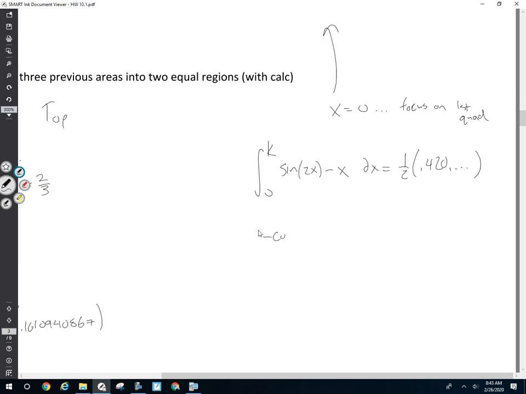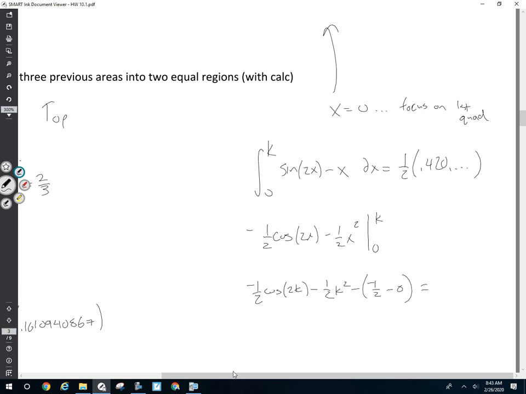I have negative cosine 2k times 1/2. Derivative of cosine is negative sine, so I need a negative. Need the 1/2 because of the 2x. I have minus 1/2 x squared from 0 to k. This is another good one because when I plug in k, good. 1/2 cosine 2k minus 1/2 k squared. But when I plug in 0, cosine of 0 is 1, so this is going to be negative 1/2 minus 0.